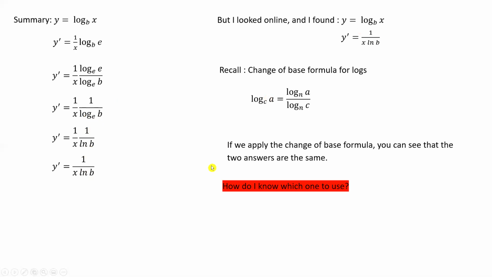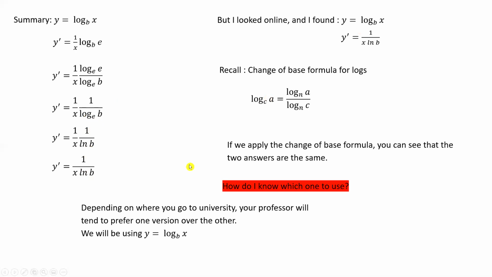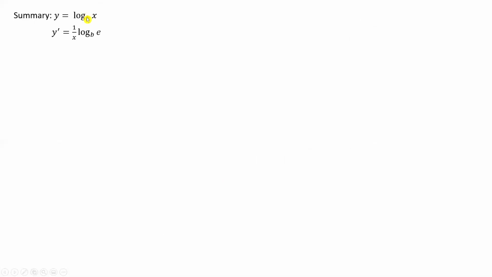And you might be asking yourself, how do you know which one to use? And that answer will depend entirely on where you go to school. So your professor will tend to show you one version or the other, and your textbook will tend to use one version or the other. In this class, we're going to use this version. So again, derivative of log base b of x, 1 over x, log base b of e. This is known as your argument, so we just take 1 over the argument and multiply by the log of your original base of e.